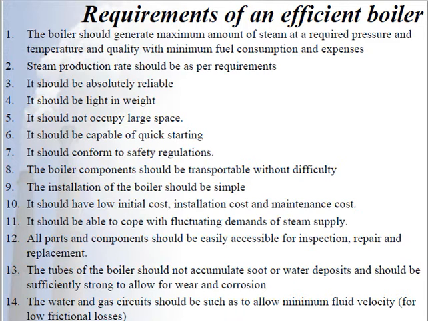Okay. Now, requirements of an efficient boiler. Next point is the requirements of an efficient boiler. The first one: the boiler should generate the maximum amount of steam at a required pressure, temperature and quality with minimum fuel consumption and expenses. So that means a particular boiler will be required to generate a maximum amount of steam at a particular pressure and temperature, and the quality of that steam will be good, depending upon the fuel consumption and expenses. Okay. Then steam production rate should be as per requirements. So steam production required as per the conditions.